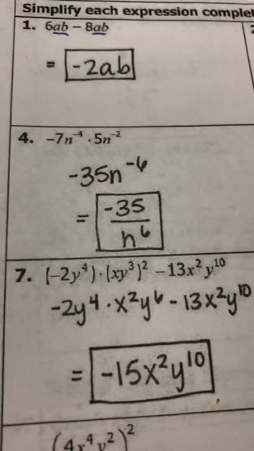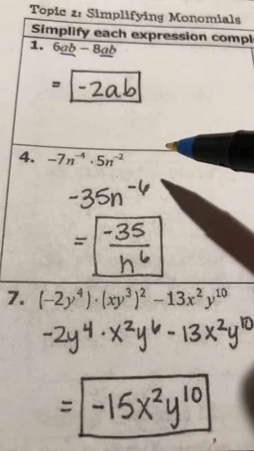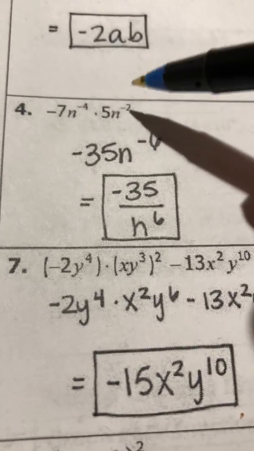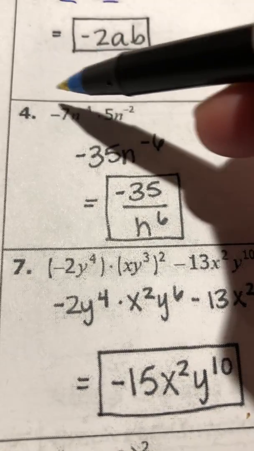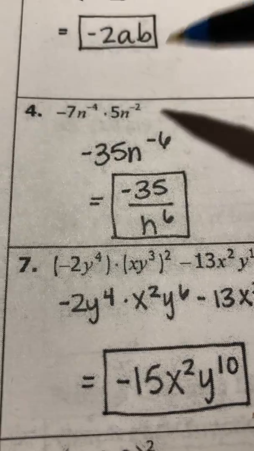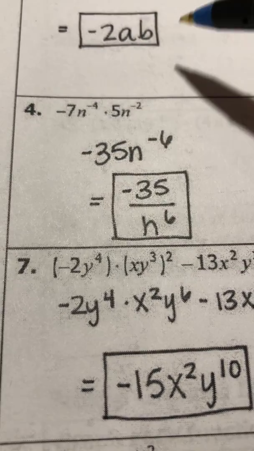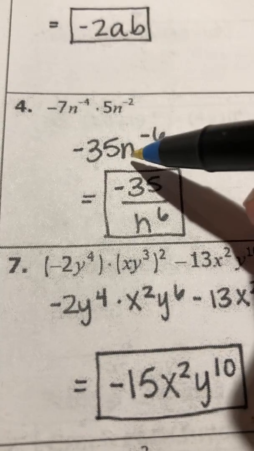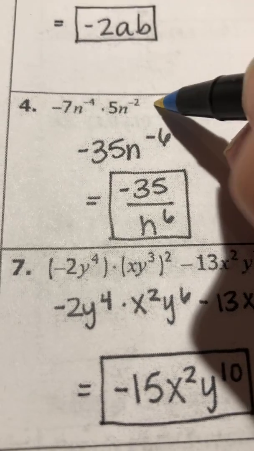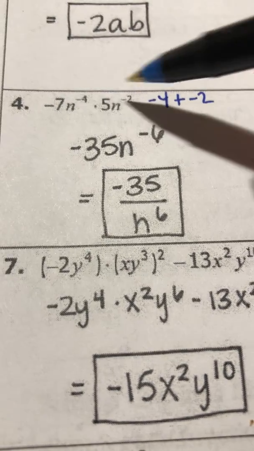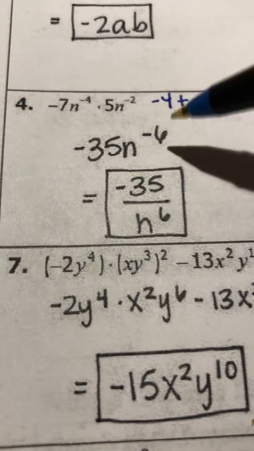Number 4, I'm now multiplying. So this is a different world. So if I'm multiplying terms together, this is when first of all, I'm going to multiply the coefficients. 7 times 5 is 35. I have a negative, 1 negative, so it's going to remain negative. And then I have n and then I'm going to, if you think about it, I am adding these two exponents here. -4 plus -2 is -6.